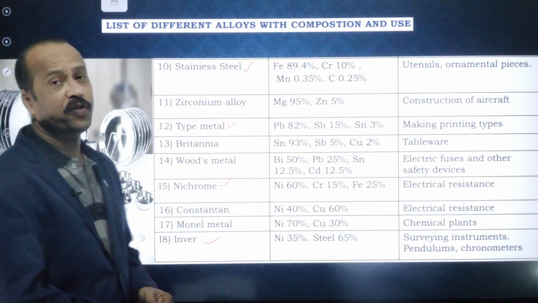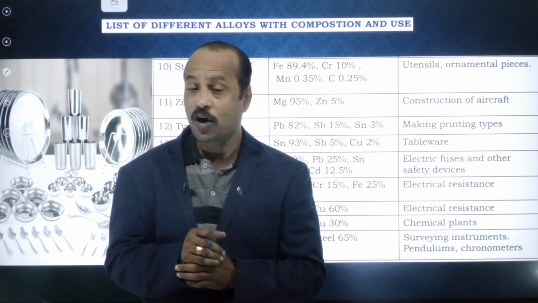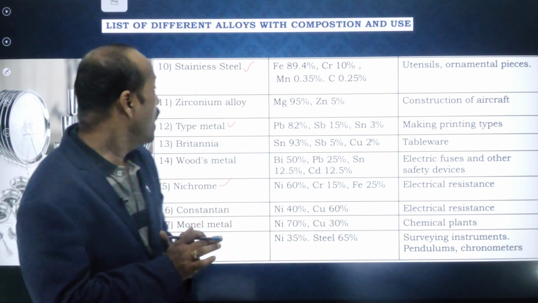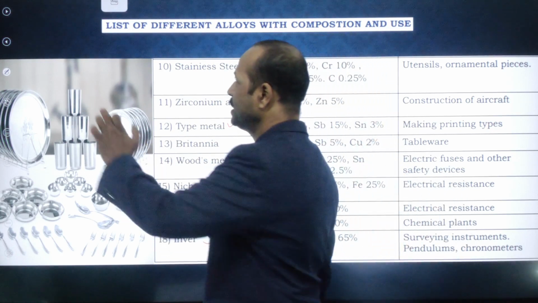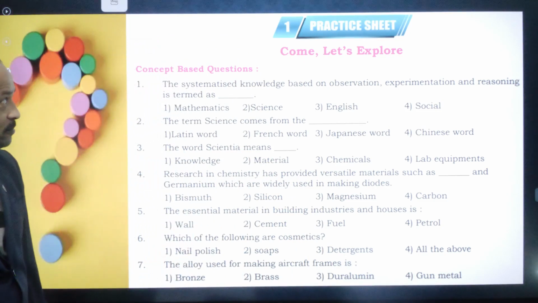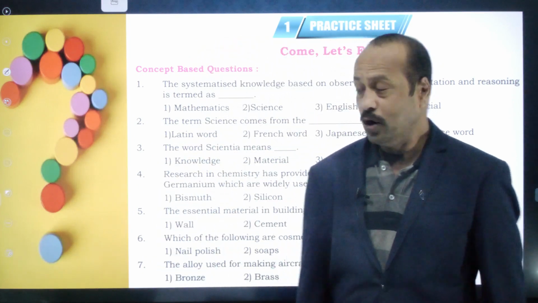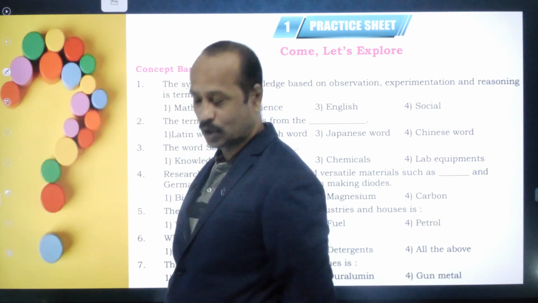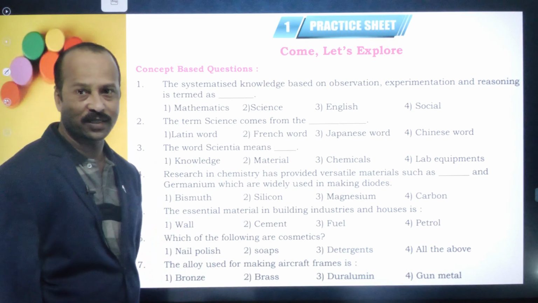With this, the first lesson of this chapter, basic importance of chemistry, is done. There are 3 lessons in this one chapter. Now let us see how much you understood this lesson. Practice sheet, come, let's explore. These are the questions. Now you have to say the answers to me.